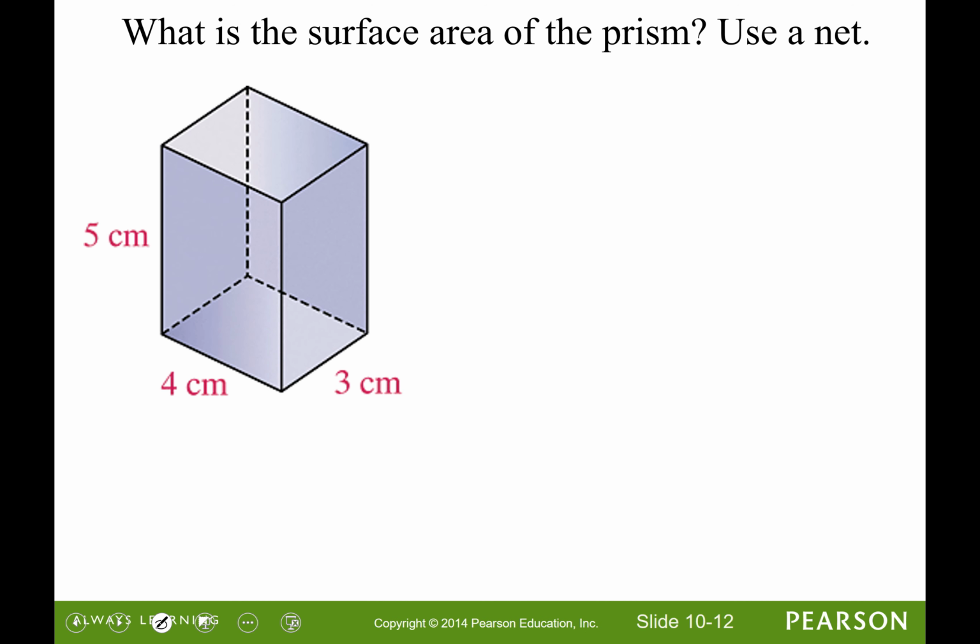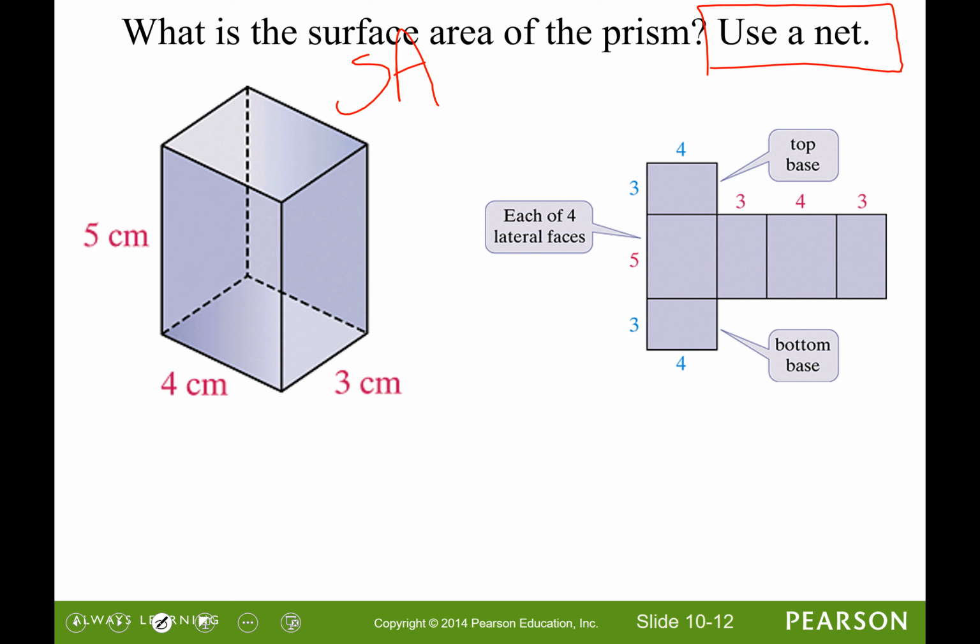Okay, so look at this prism, and we're asked to find the surface area, so capital S, capital A. We have other formulas to find surface area, but for now we're going to practice using a net. So if we unfold this rectangular prism, one possible net looks like this. Your net may look a little different, and that's okay.